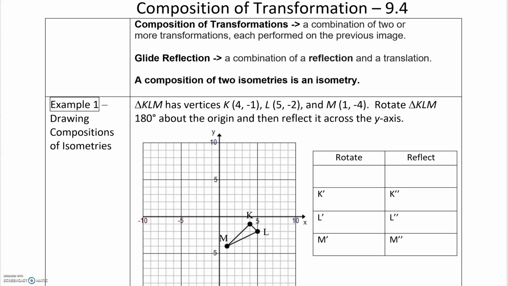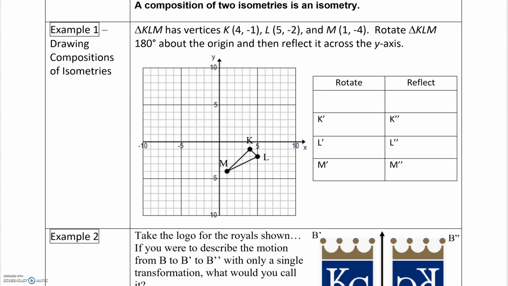A composition of two isometries is still an isometry. It's not changing its shape or its size, so it's preserving its angles and its distances.